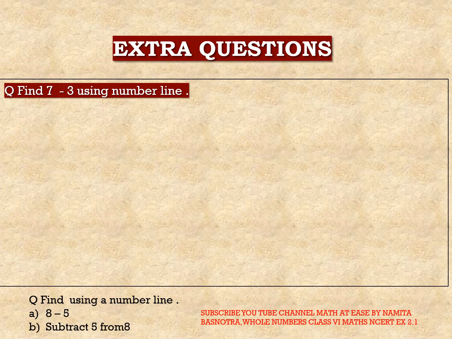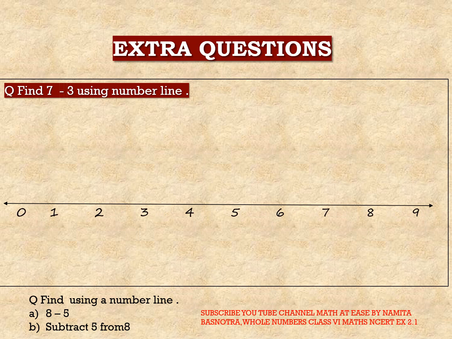Subtraction of two whole numbers can also be shown on a number line. So let's find 7 minus 3. Follow the same steps. Step 1, that we will be drawing a line, and then on the line we will be plotting the whole numbers. So that means whole numbers means we will start the counting from 0. Very good.